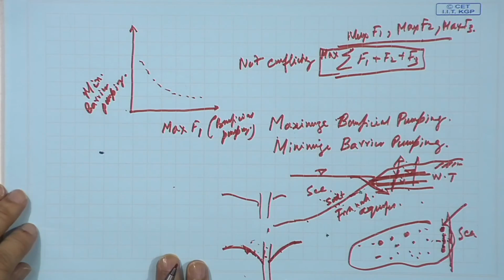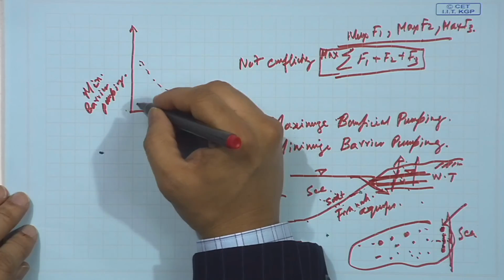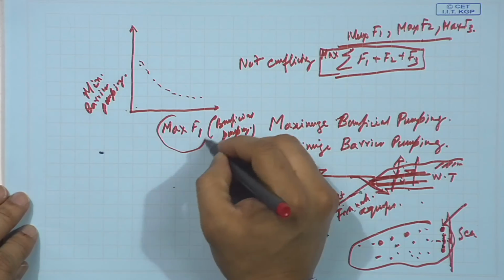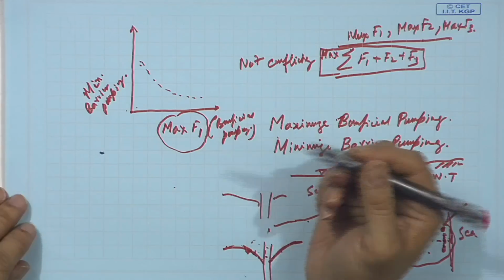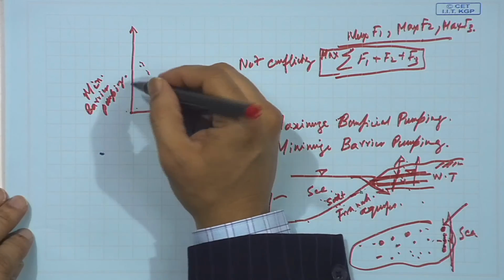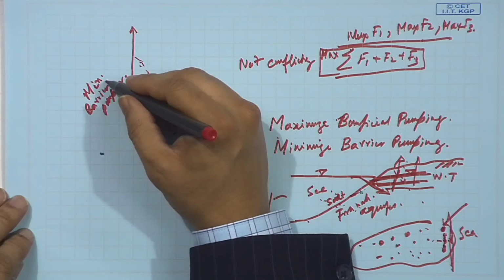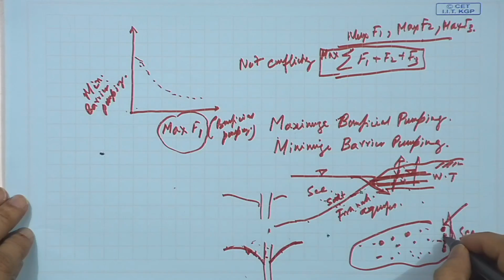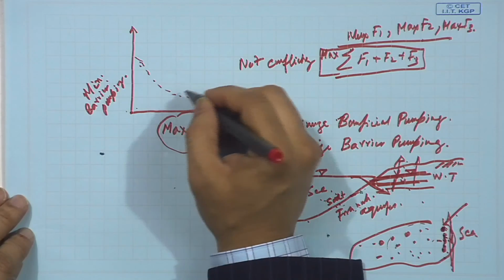If you have these two objective functions, then generally what will happen is this. You are trying to maximize the beneficial pumping. Of course, you want to supply more water and make more profit, or more economic benefits, or you minimize the barrier pumping because you are just throwing away this water. It's very salty. You have to somehow dispose of it, so you want to minimize it as far as possible. But you want to do it together.